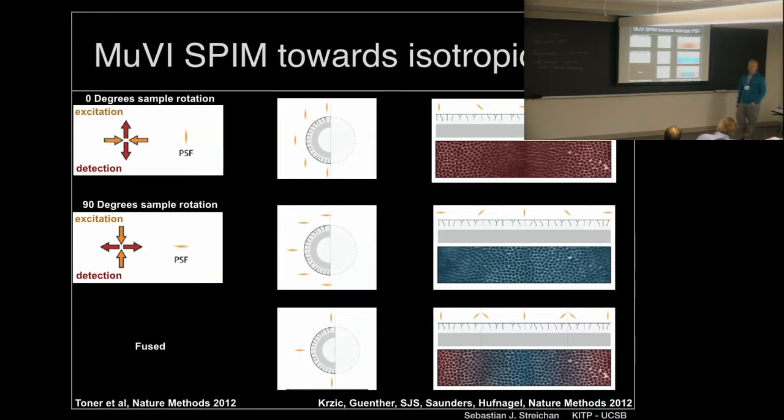The way around this is that you take your sample and you rotate it by 90 degrees. This is effectively like rotating the point spread function around with respect to the animal. You then get a nice image in the regions that were blurred before, and if you do that fast enough, you can again synthesize a very high-quality image, and this time you're working towards an isotropic point spread function.